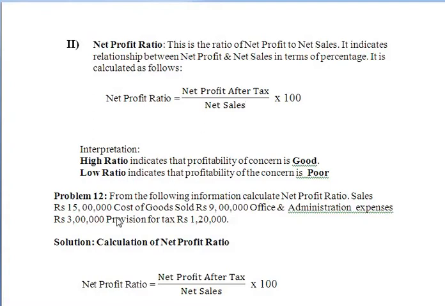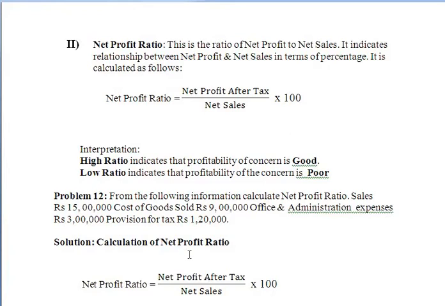Now we'll solve one small problem on net profit ratio which will help us understand the calculation of this ratio. This is problem number 12. From the following information, calculate net profit ratio. Sales rupees 15 lakh, cost of goods sold rupees 9 lakh, office and administration expenses rupees 3 lakh, and provision for taxation is rupees 1,20,000. So this is the information available with us. With the help of this information we can find out the net profit ratio.